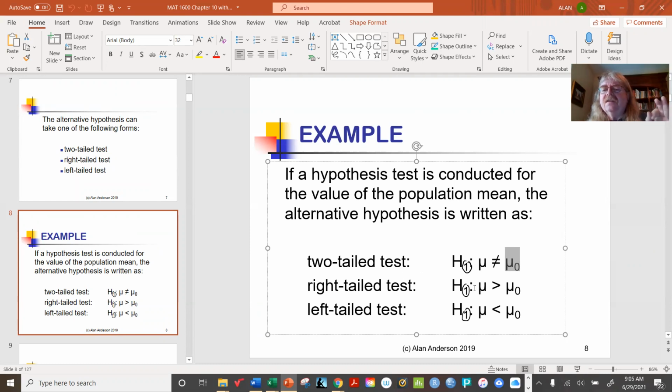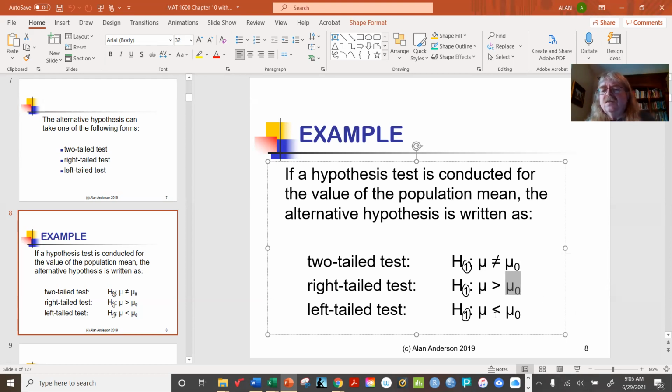But if we're looking for evidence that the mean is greater than some value, we use a right-tailed test. Like, here's a good example. What if the US government wants to find out if the average age of all Americans is higher than it was 20 years ago? We're looking for strong evidence that the mean has gone up since 20 years ago, and so we would conduct that as a right-tailed test.